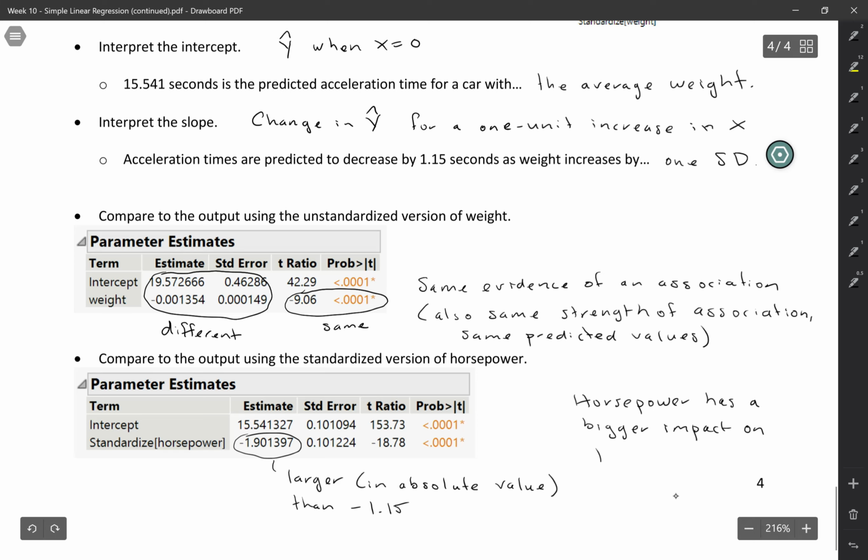And we still want to keep in mind that this isn't necessarily a causal relationship. It's not necessarily cause and effect because this is an observational study, so there could be confounders. We've actually talked about those in the past. But just in terms of the change in predicted values, horsepower has a bigger impact.